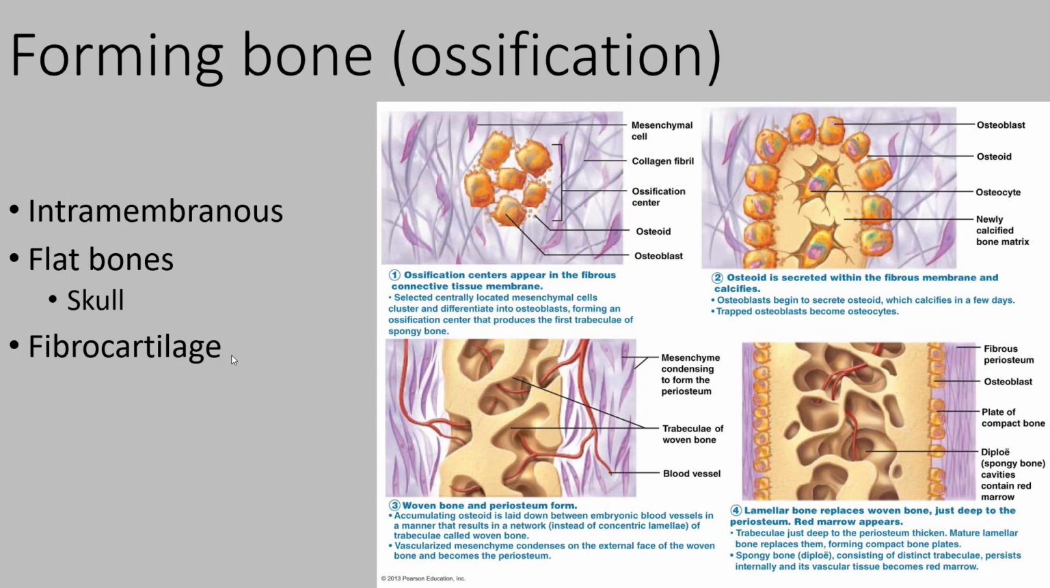The other option is something called intramembranous ossification. This happens in flat bones, the bones of the skull and the collarbones, the clavicles. And it uses a fibrocartilage model. And that's what I want you to know about intramembranous ossification. Uses fibrocartilage and happens in flat bones, the bones of the skull and the clavicles. Pretty much the same thing as we just saw before. I'm not going to go through all the details. There are some differences, but you do not need to know all of these details for our class.